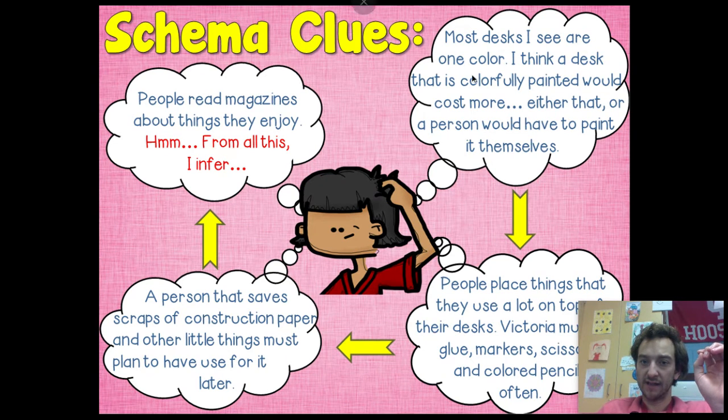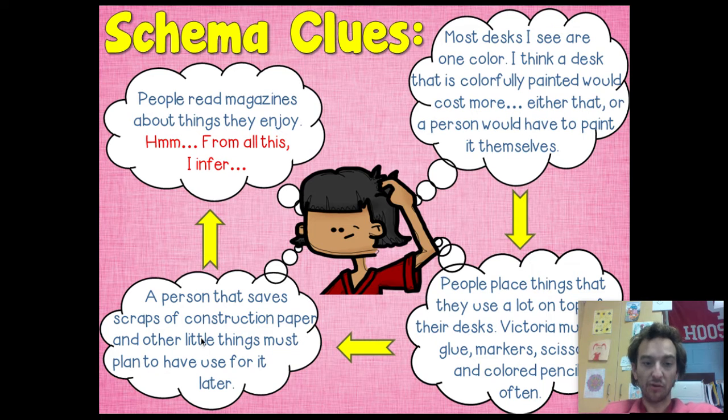Okay, let's start up here at the top. Most desks I see are one color. I think a desk that is colorfully painted would cost more. Either that or a person would have to paint it themselves. Okay, so she's got this crazy colored desk. That's not normal. People place things they use a lot on top of their desk. True, right? The things you use the most. So she's using glues, markers, scissors the most. So what's that tell us about her?